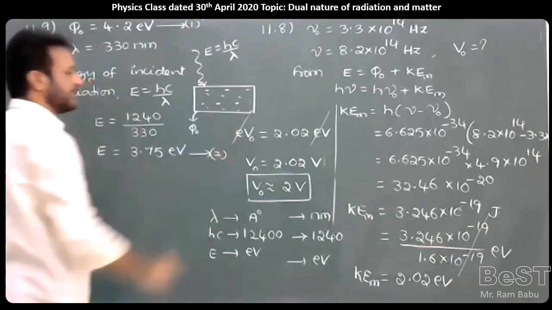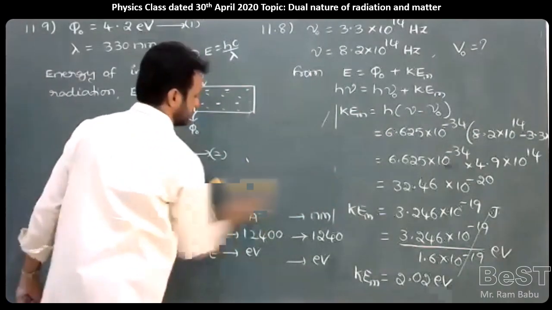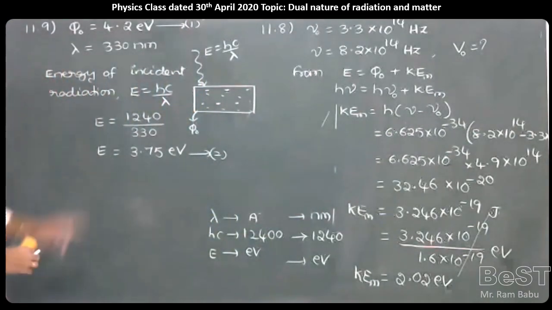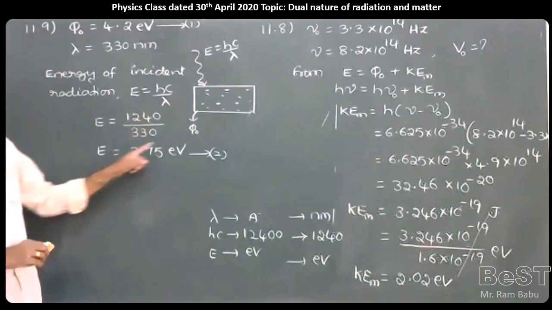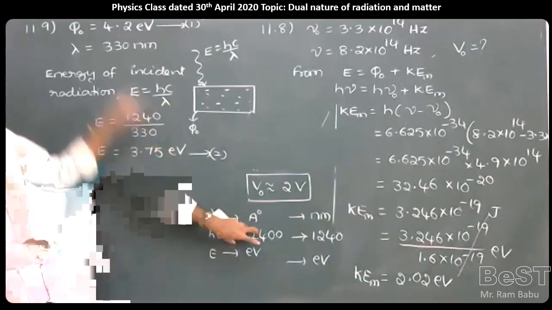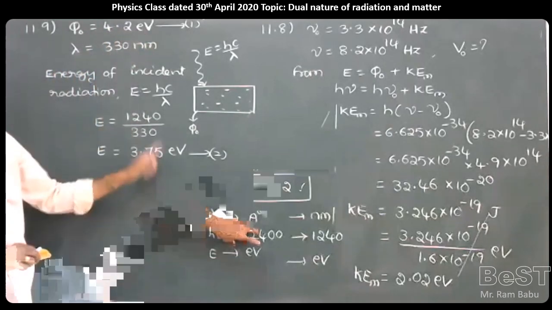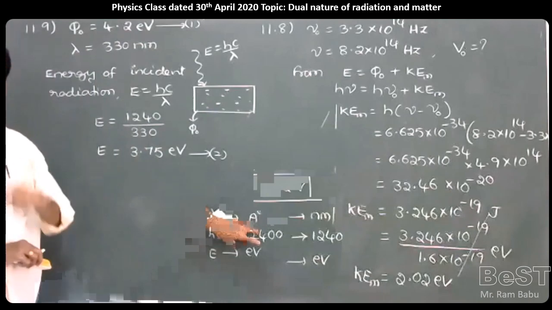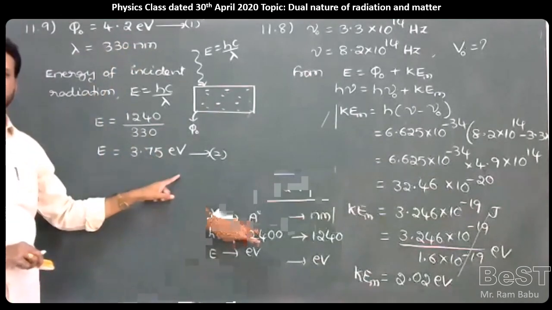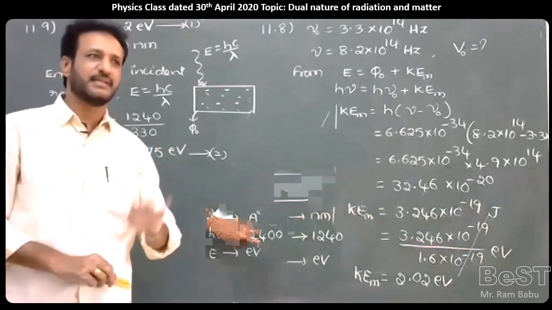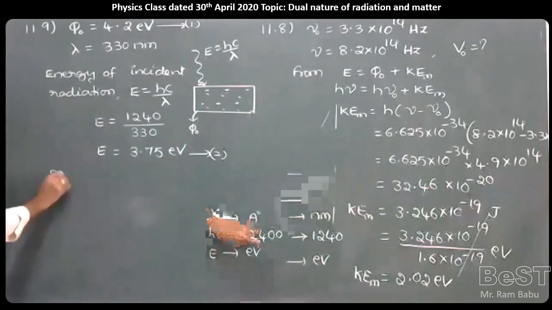If you observe carefully, check the first and second values. The energy of the light which falls on the metal plate is equal to 3.75 electron volt. But the energy required by the metal surface is equal to 4.2. Will electrons be emitted or not? We should say: required value 4.2, but we are supplying only 3.75. That's why the energy is not sufficient for emission of photoelectrons. So the answer is no.